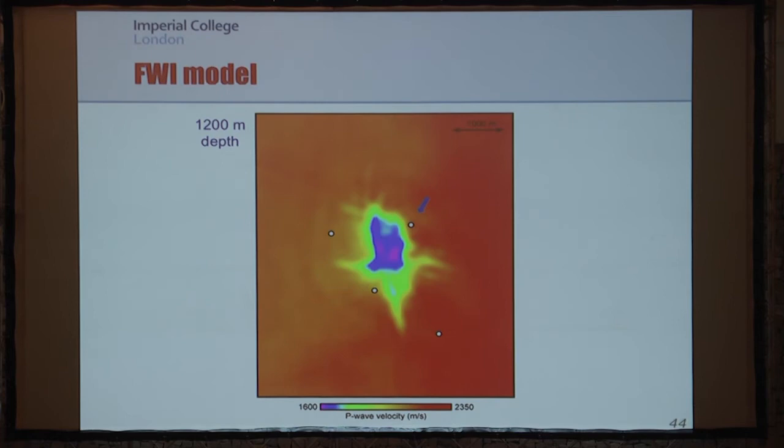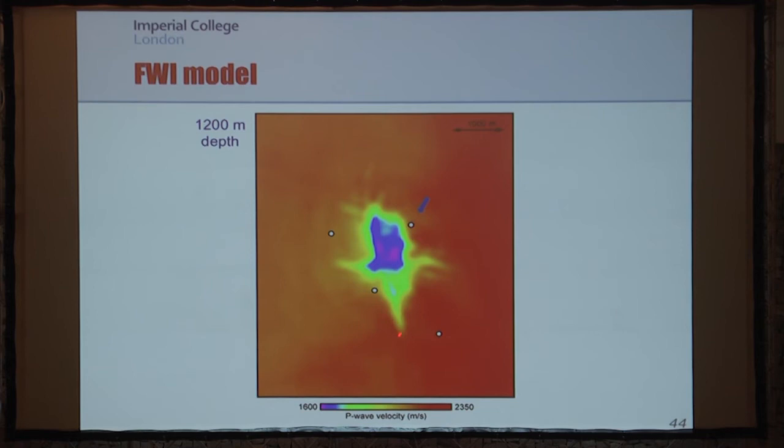And then when we look at the inversion result, it looks like this. So if I flick backwards and forwards, you can see what's changed. So quite a lot's changed. This well has moved outside the gas cloud. It was inside and it's moved outside. The purple color is much lower velocities than originally, so the gas cloud is much more intense in this region.